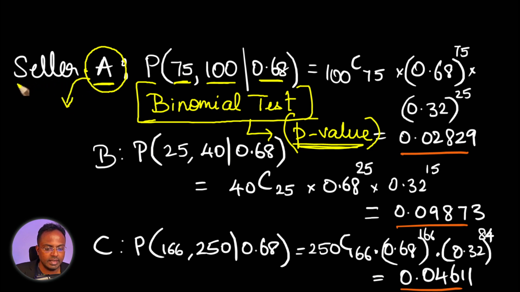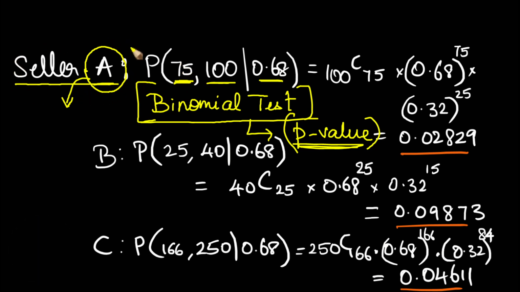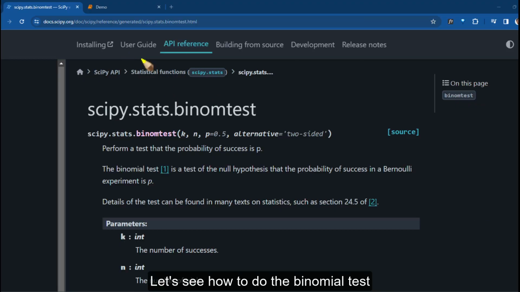Unless seller A is doing something very different and legitimately radical to get a very good positive rating from the rest of the sellers of the same product, right? Unless seller A is able to justify this kind of a huge, significantly higher positive rating, this particular seller could be considered a potential fraud case. So let's see how to do the binomial test.